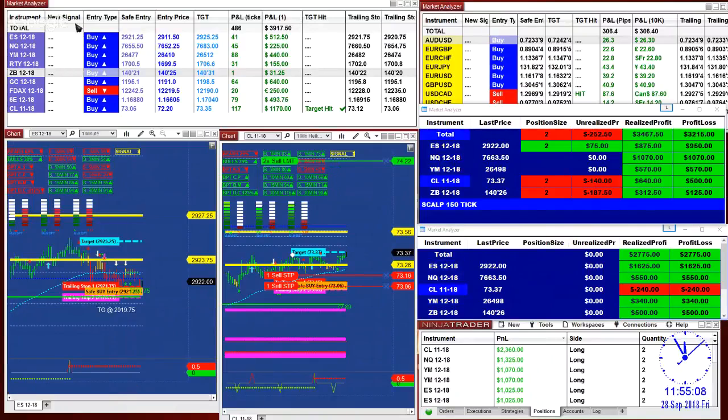You will find the new signals here on the first column. You will see the signals coming here. So keep your eye on this one here. We're about to have a new signal, and I'll be right back.